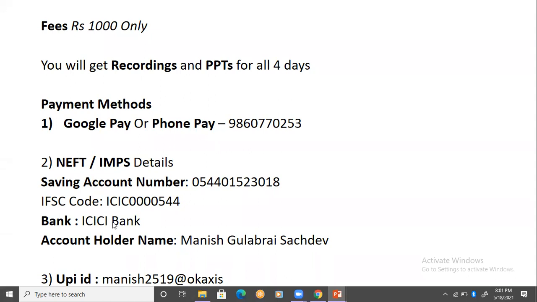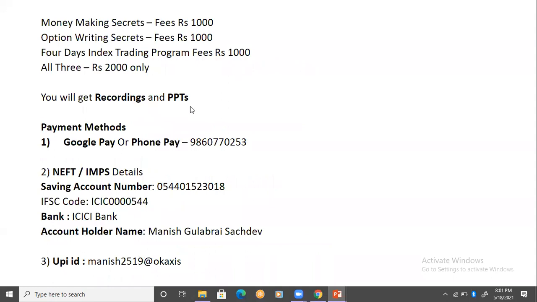So these are the three programs we are offering. If you enroll for all three, the fees is just 2000 rupees with 2 months live market support for option writing. And every weekend, every Sunday, you will get support for money making strategies.